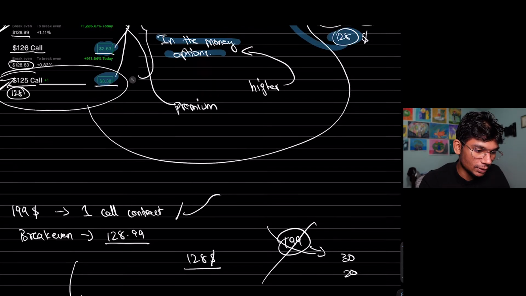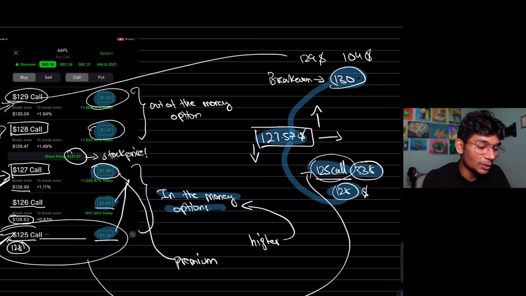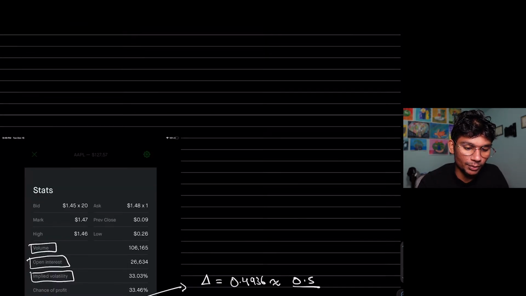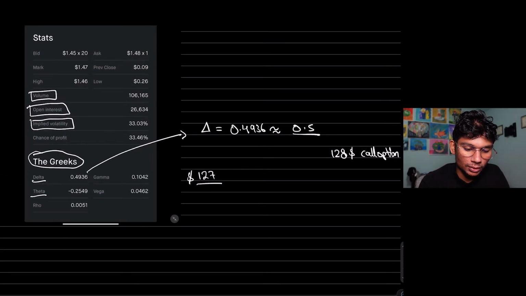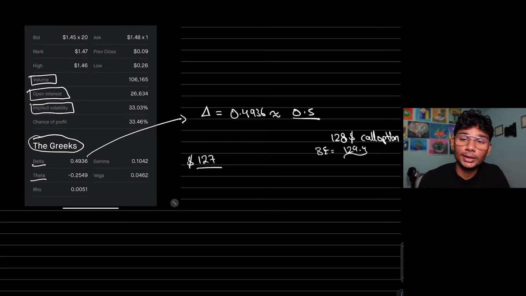No, I bought the 128, sorry. I bought the 128 with the 129.47 break-even point, okay? So I bought the $128 call with a break-even of 129.4. Let's just keep it at that. So this is what delta means. So now we know the delta is 0.5.